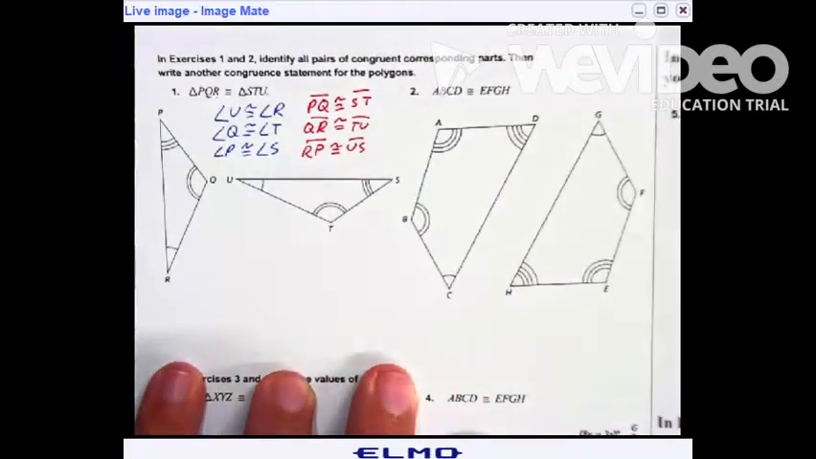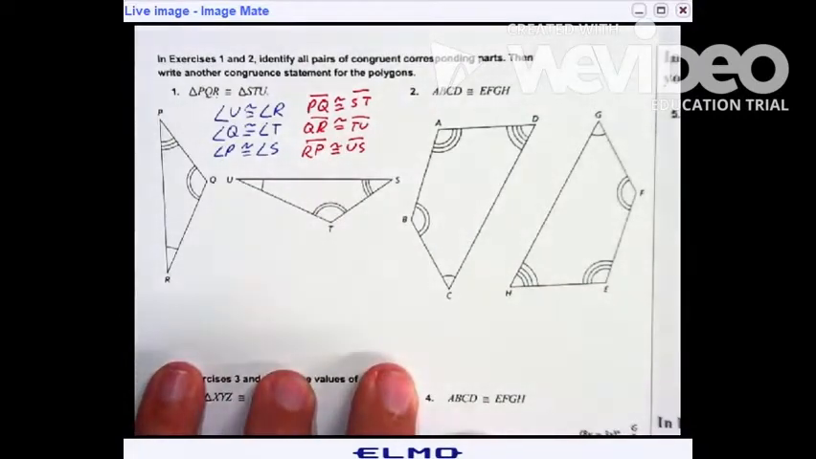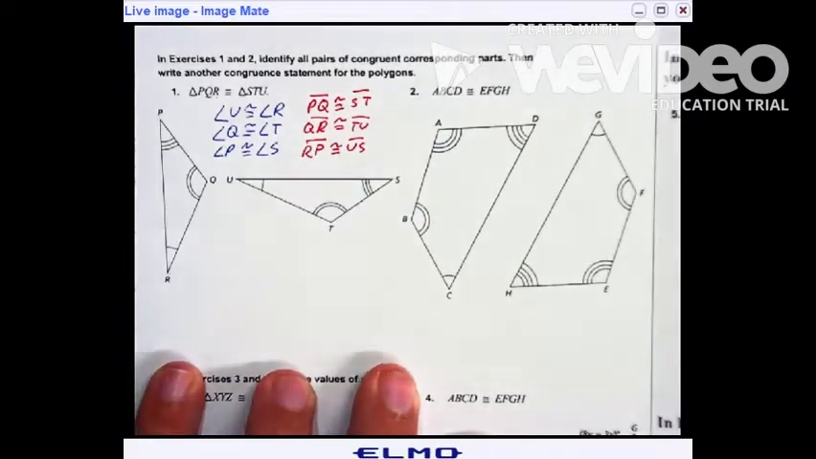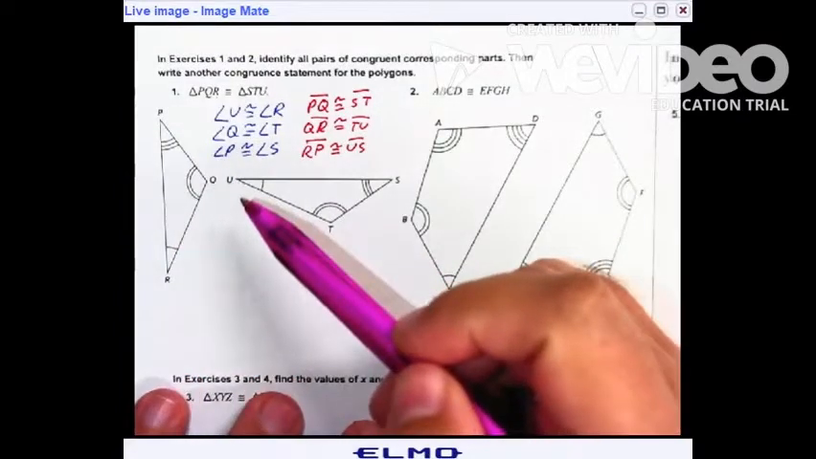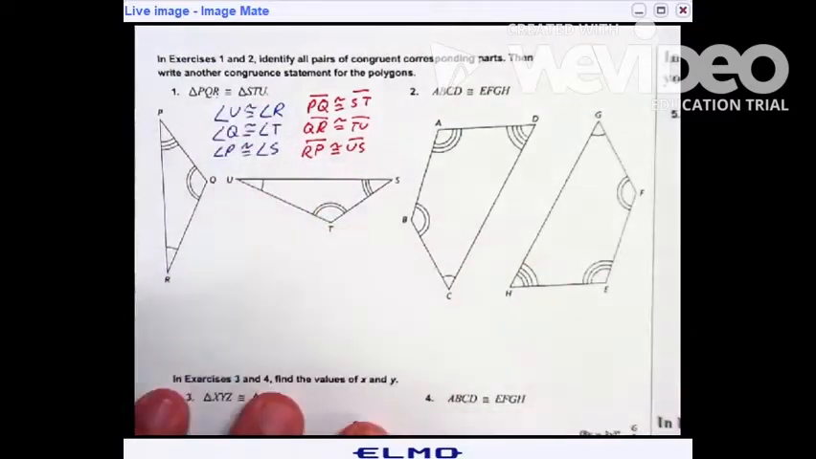Us. And that's it. Not too bad. Okay, so that is all 6 of my corresponding parts: 3 angles, 3 sides. That's all of my parts there. It wants another congruent statement. So it wants us to say that these 2 triangles are congruent to each other, but it wants us to do that in a way other than what is right here.